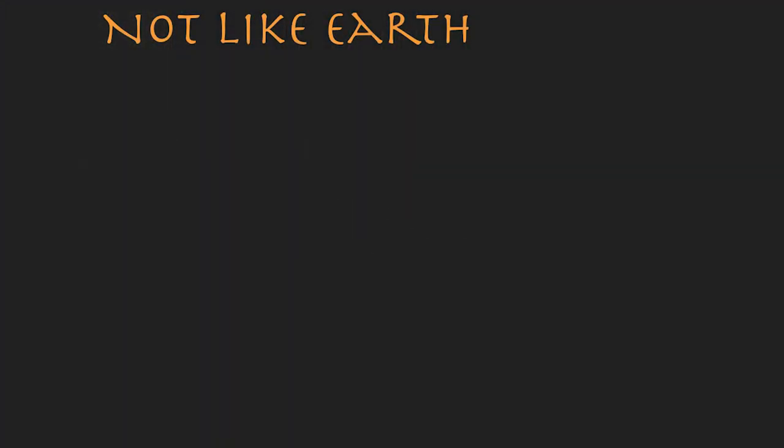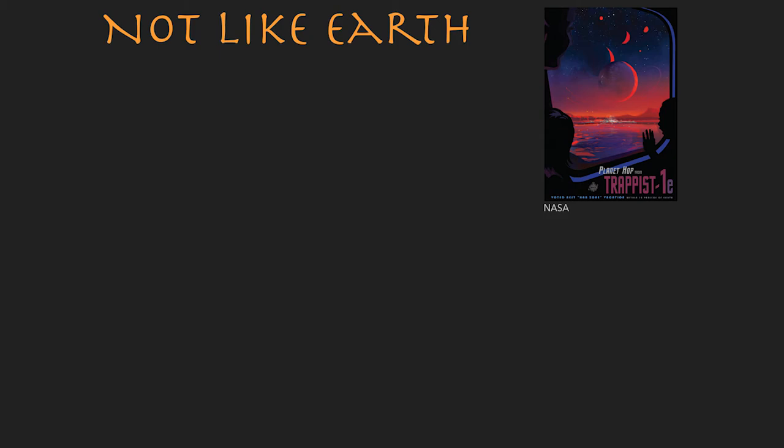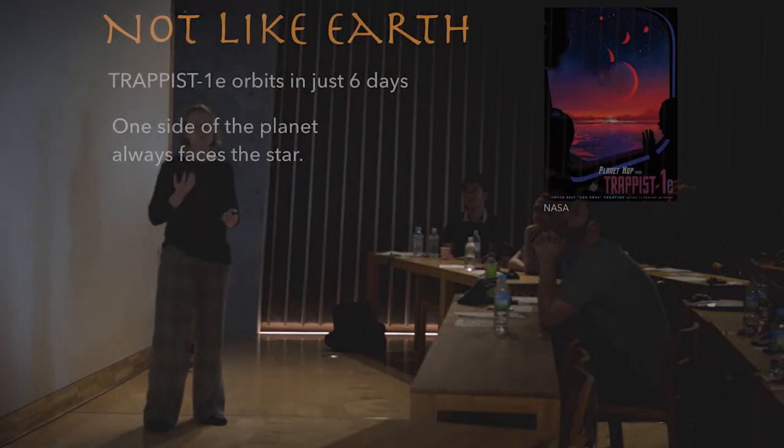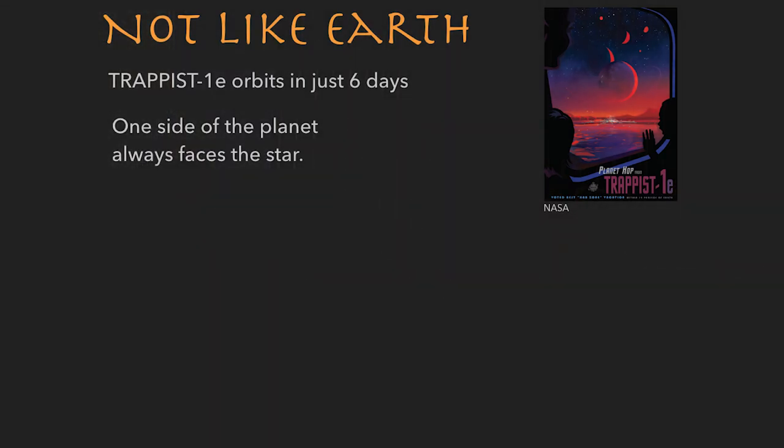Another planet that's hit the news a lot are the TRAPPIST system. These came to light in February this year, and everyone got very excited. So TRAPPIST-1e is a planet that orbits its star in just 6 days. But its star is very, very dim. So TRAPPIST-1e actually receives a very similar amount of radiation as the Earth does from the Sun. However, it is so close to the star that we expect one side of the planet to be facing the star at all times, in the same way the Moon always is pointing to the Earth.